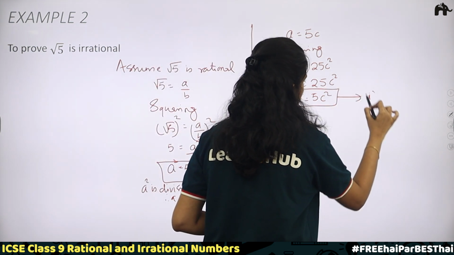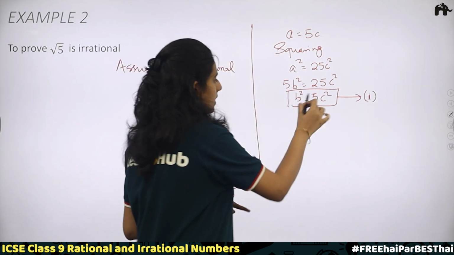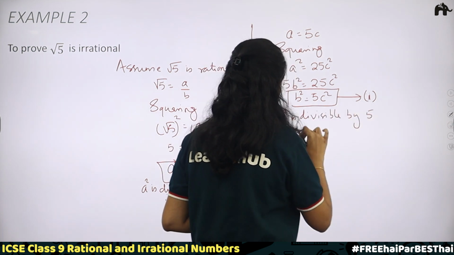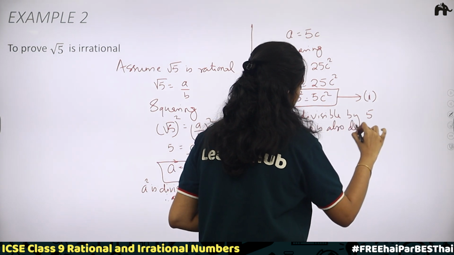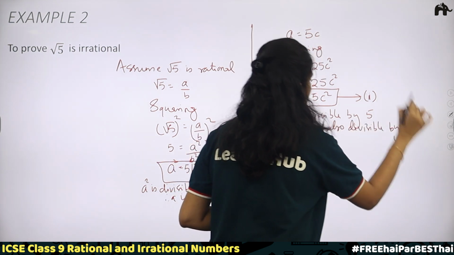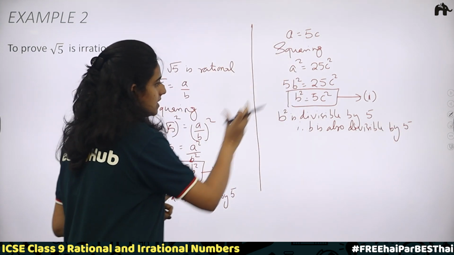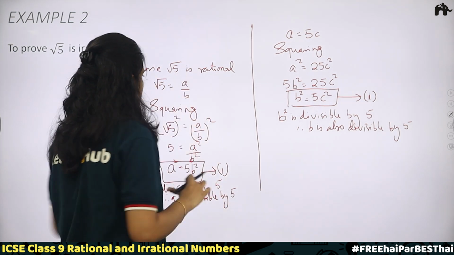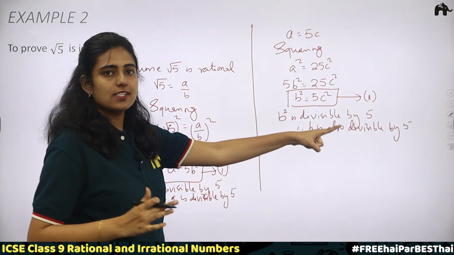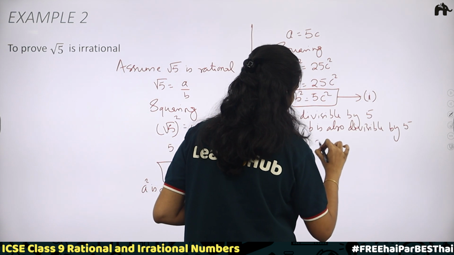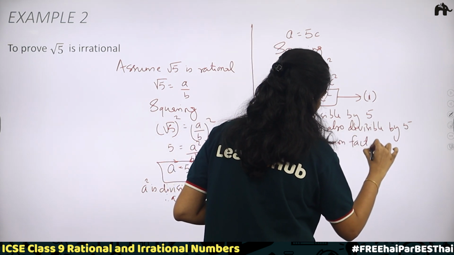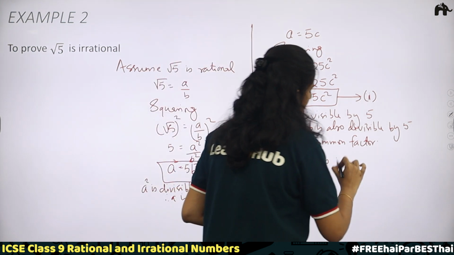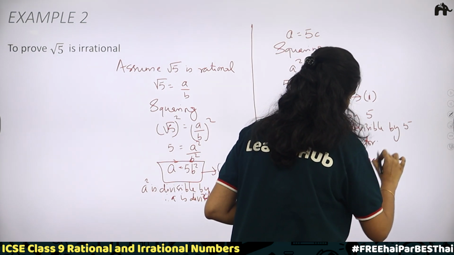This is the second equation. So from here you will have b square is divisible by 5. Therefore, b is also divisible by 5. So from the first and the second equations, for a and b, we have taken the fraction root 5 is equal to a by b. What is common? 5 is a common factor. Therefore, our assumption is wrong and we get root 5 is irrational. It is not a rational number, it is irrational.